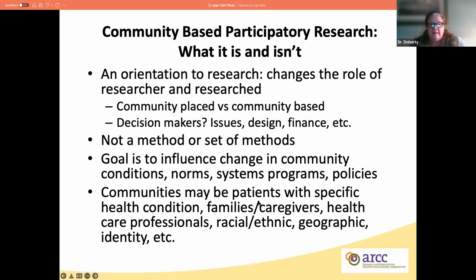The communities can be patients with specific health conditions. They can be families, they can be caregivers, they can be healthcare professionals. You can have many different racial and ethnic and diverse community partners in many different geographic areas with many different identities within the community.